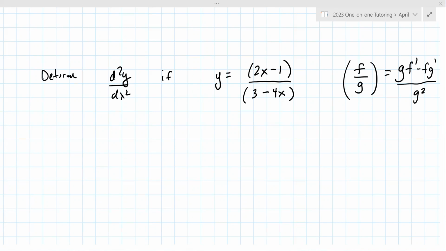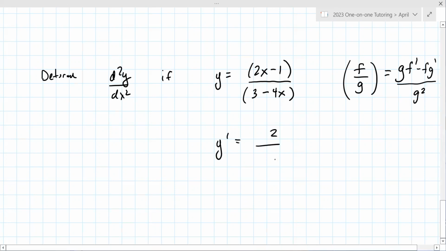Is it 2 over (3 minus 4x) squared? I believe that's correct. Yes. So keep going here. That's y prime. Go ahead and keep going and give me y double prime, please, which is notationally d squared y over dx squared.